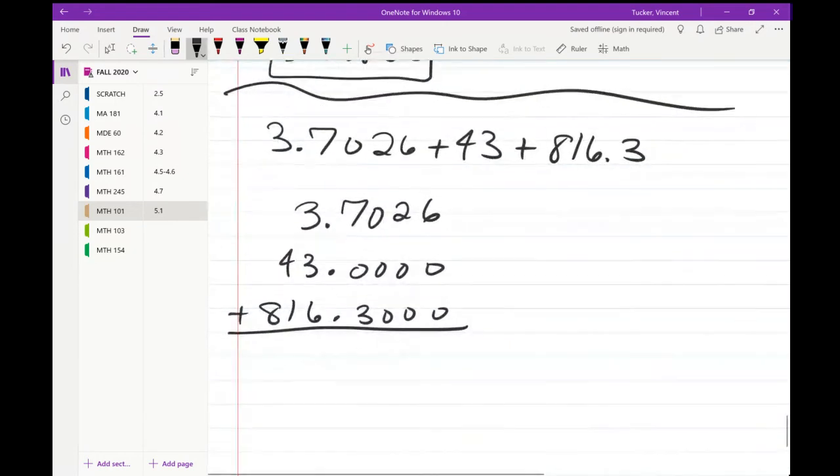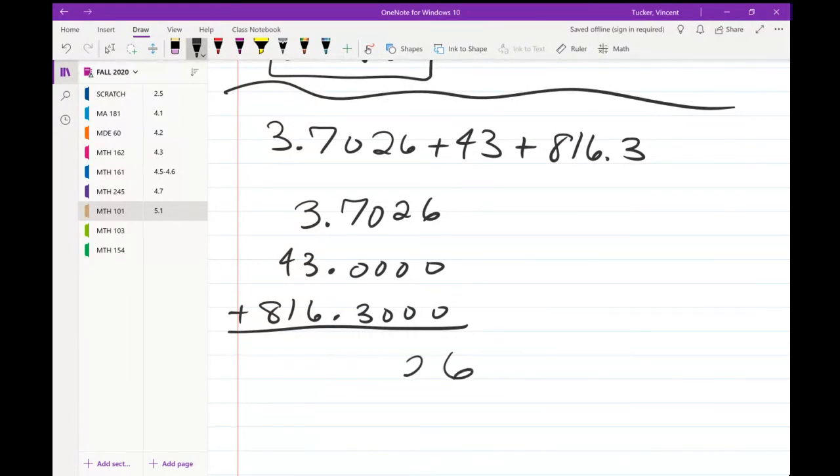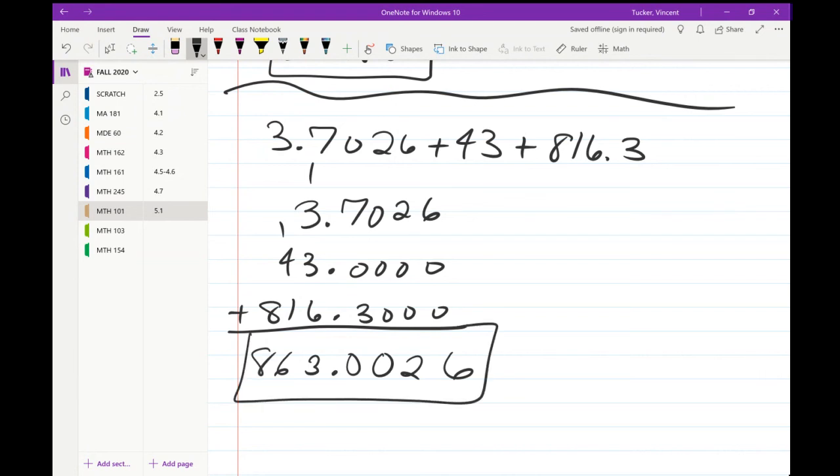And from there, I can just go ahead and add from right to left. We're talking about 6, 2, 0. Then 7 plus 3 is 10. Write your decimal, carry your 1. 3 plus 1 is 4. Plus 3 is 7. Plus 6 is 13. Carry your 1. 1, 4, and 1 is 6. And there's nothing to add the 8 to, so you bring it down. And that's your answer.